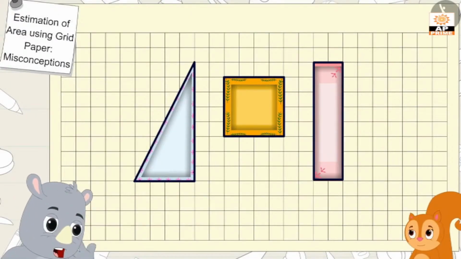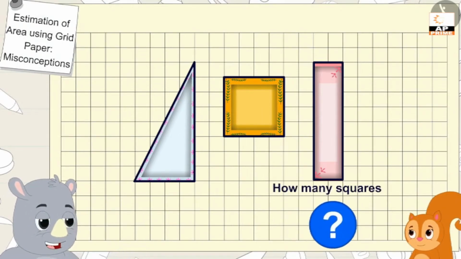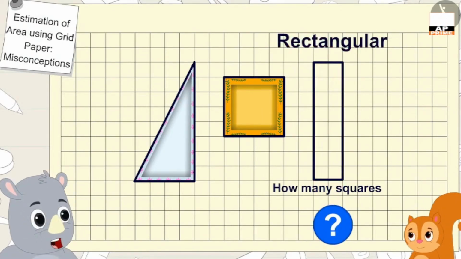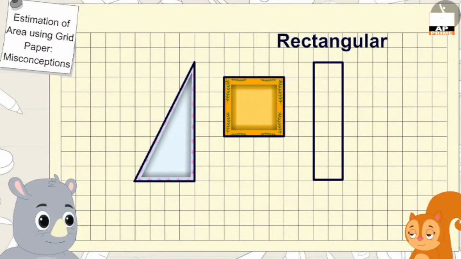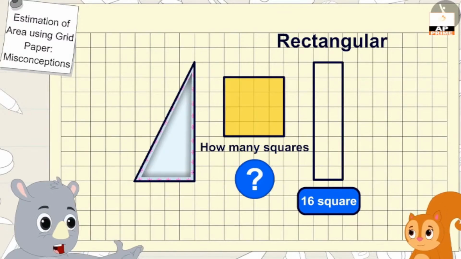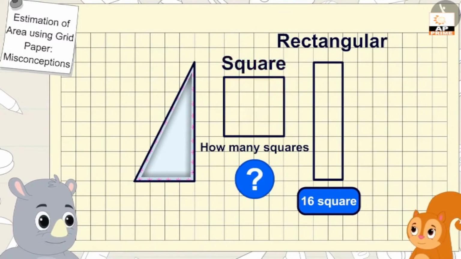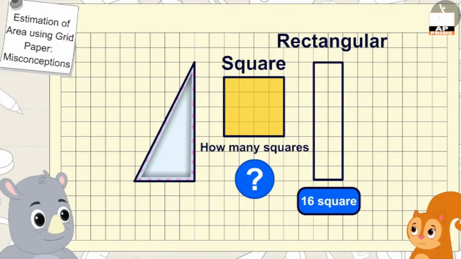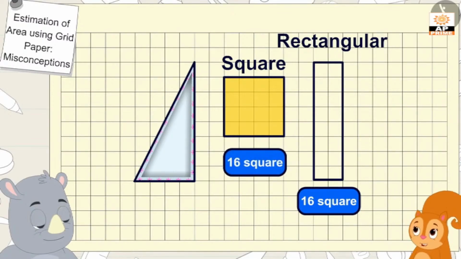"Chanda, can you tell me how many squares are there in the area of the rectangular plate?" Gaggu asked Chanda. Chanda quickly counted. "16 squares." "And how many squares are there in the area of the square-shaped plate?" Gaggu asked. "That's 16 squares too," Chanda said, shocked.